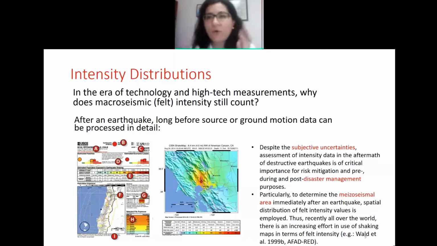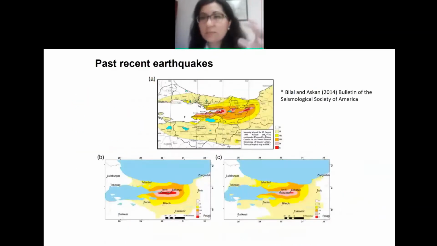Why? Because before everything else can be assessed, we have access to these MMI, MSK, JMA scales, and we have maps that help us reach the mesoseismal area. We have sources to find out where is shaking the most. And with these tools, with MMI, ground motion intensity correlations, we can assess the past earthquakes.